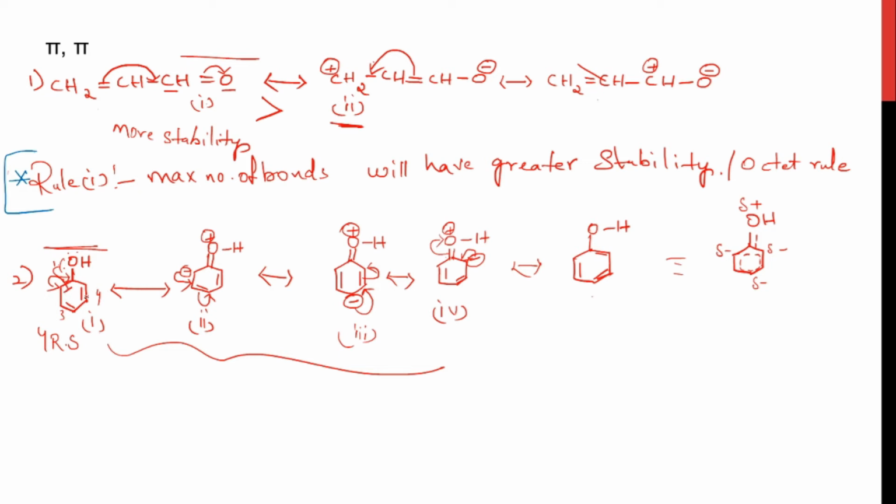This molecule has 3 pi bonds. And this molecule has 3 pi bonds. This molecule also has 3 pi bonds, and this also has 3 pi bonds. So all the resonating structures have the same number of bonds. Then how do you write the order of stability? Here comes rule number 2.